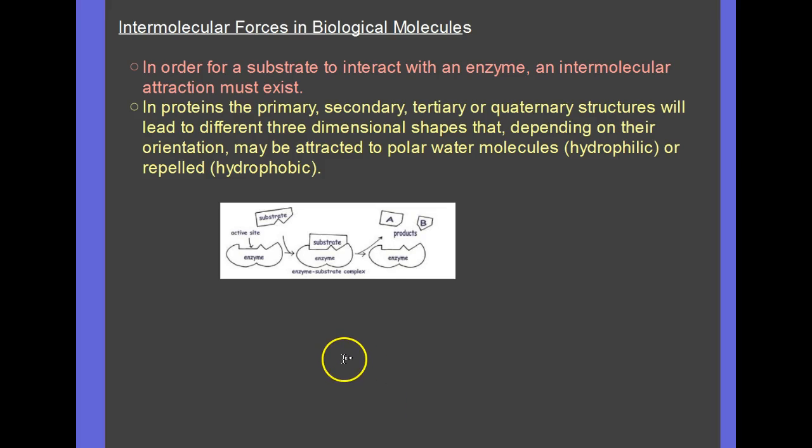Intermolecular forces in biological molecules. In order for a substrate to interact with an enzyme, an intermolecular attraction must exist. In proteins, the primary, secondary, tertiary, and quaternary structures will lead to different three-dimensional shapes that, depending on their orientation, may be attracted to polar water molecules, hydrophilic, or repelled, hydrophobic.